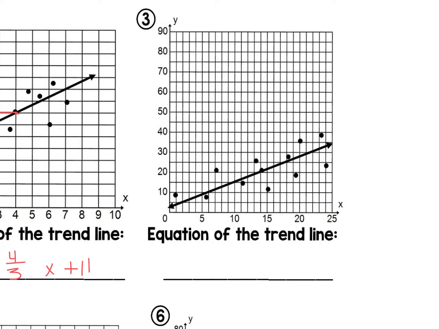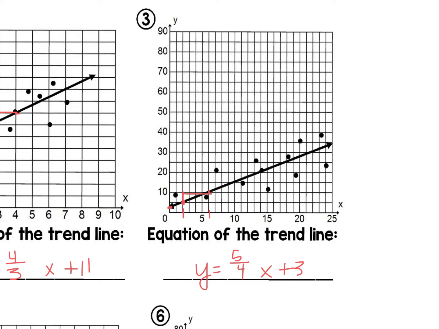Here's number 3. Looks like my y-intercept is a little bit less than 5, so maybe like 3. So y equals plus 3. And then this one is a really good point, and this one. So I'm just choosing where it crosses the grid really well. Looks like it goes from 5 to 10, so our rise is up 5, and our run is whatever this is, 1, 2, 3, I think it's 4.